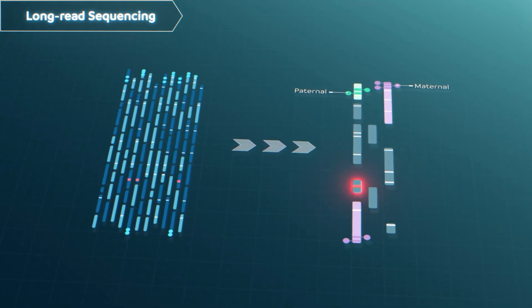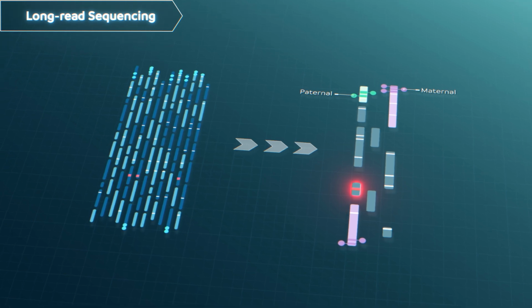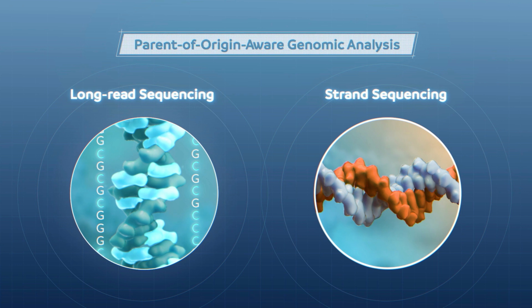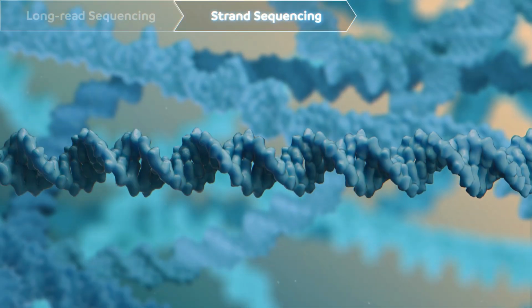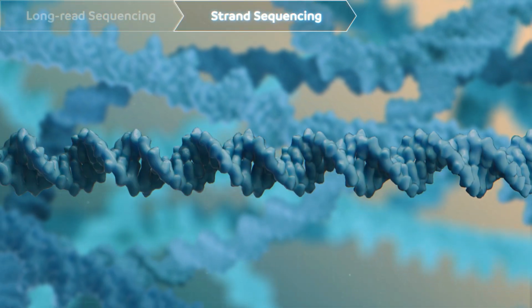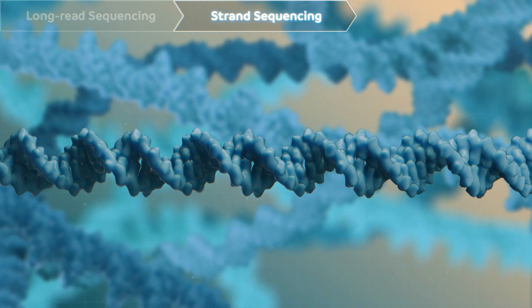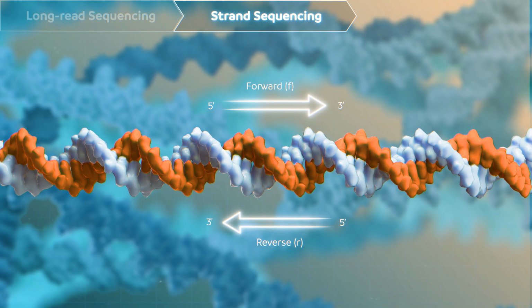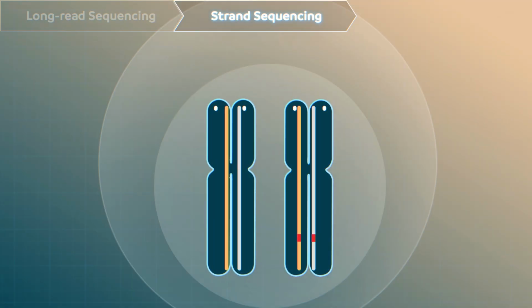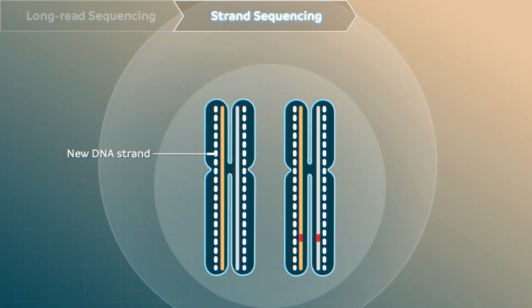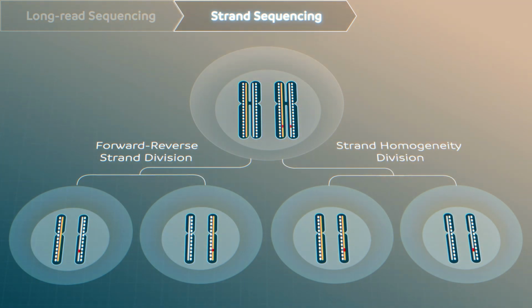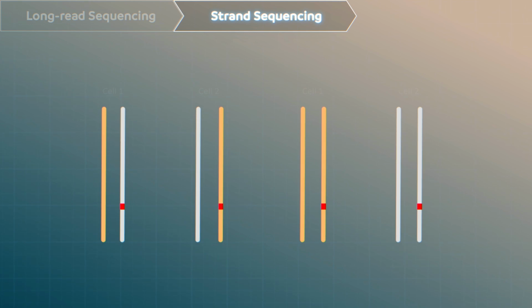However, if the variant in question is far from these imprinted regions, long-read sequencing alone does not provide enough information. That's where strand-seq comes in. This technique involves looking at live cells to track the forward and reverse strands that compose the DNA double helix. Cells are treated with a marker that labels new DNA strands. After the cell divides, the new DNA strands are destroyed, leaving the original strands, one from each parent.